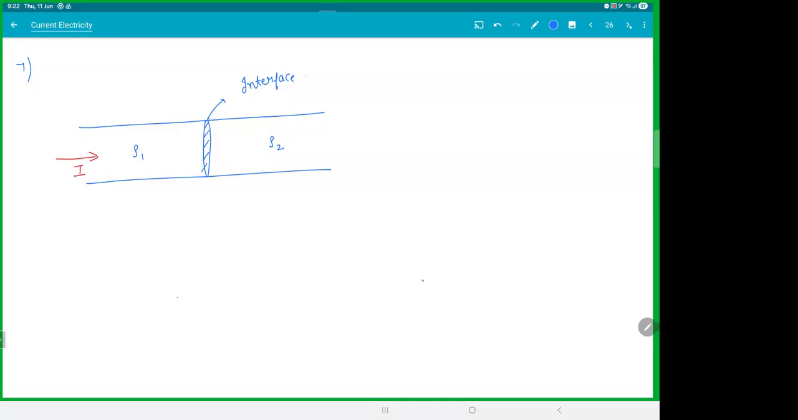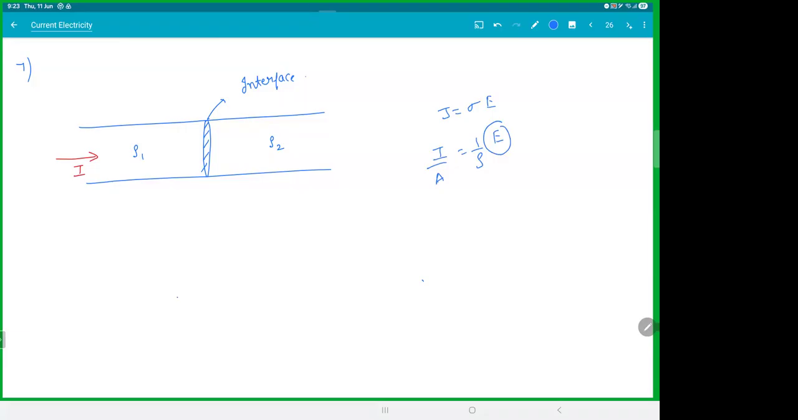Then I said, current is given, rho is given. Then you start thinking, what can I do with current and rho? There is only one relation between current and rho: J is equal to sigma E, where J is nothing but I by area, and sigma is 1 by rho, and this is E. And I said, there is a field here. So maybe from the field I can get the charge.